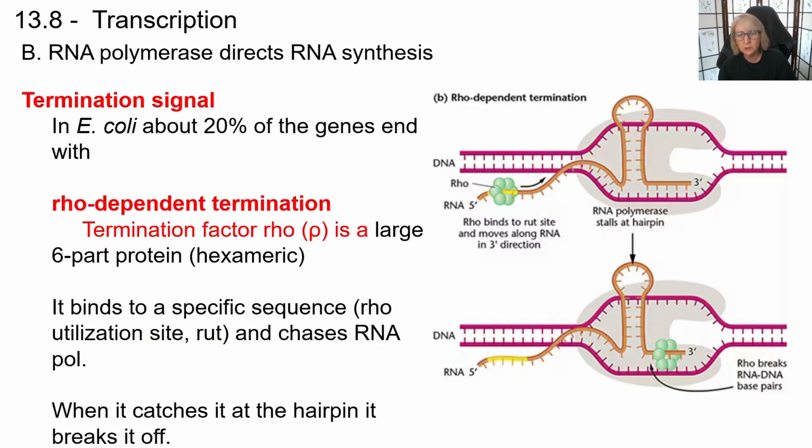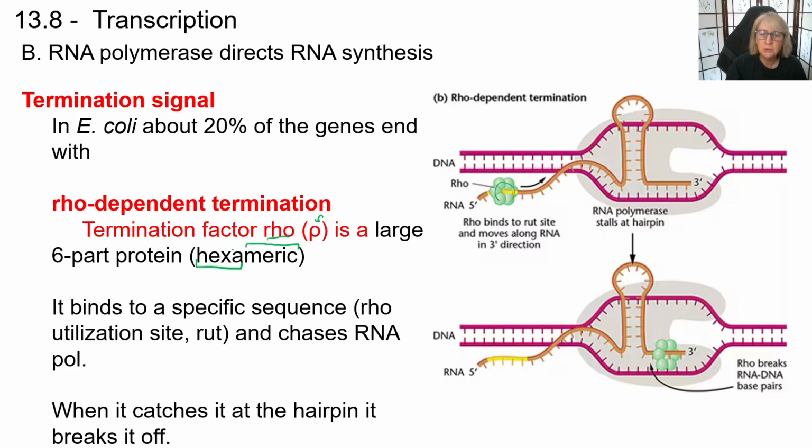In other situations, we have what's called a rho-dependent termination. Rho, this is the letter rho, it's a 6-part protein. The word for that, I don't know if I said it before, I want to say it now. It's a protein made out of 6 different polypeptides, or 6 of the same polypeptides, called a hexameric. It surrounds the RNA that is being made.